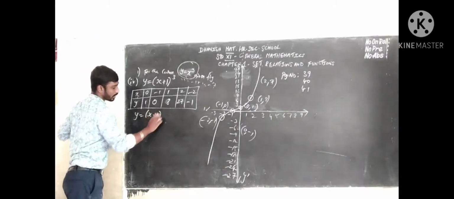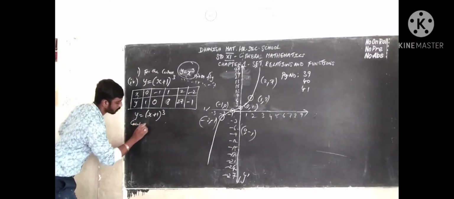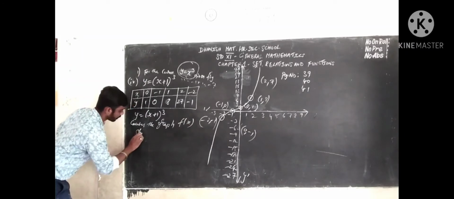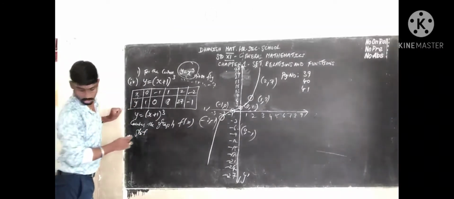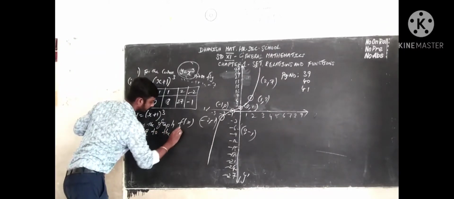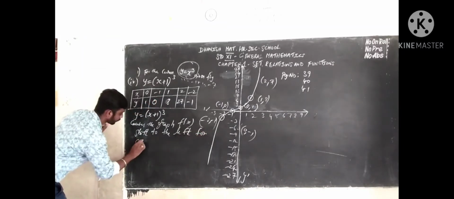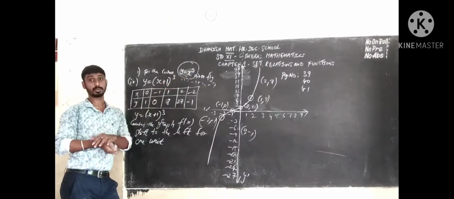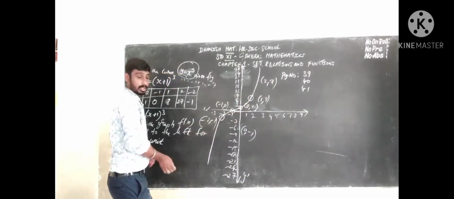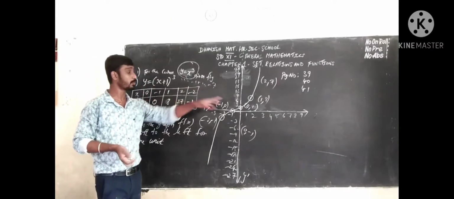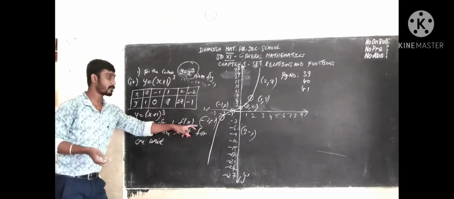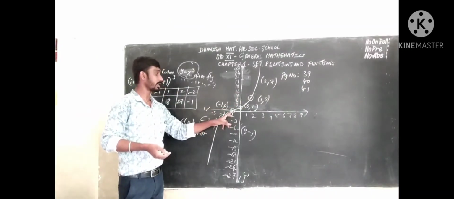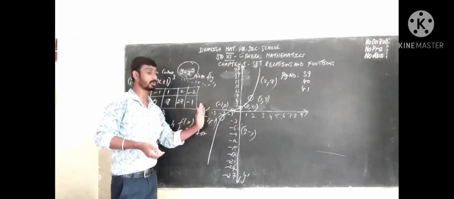y is equal to x plus 1 cube causes the graph f of x to shift to the left for 1 unit, because we are comparing with y is equal to x cube. So y is equal to x cube goes through the origin. Now what is the question? x plus 1 the whole cube. The condition is that the graph f of x shifts to the left for 1 unit. On the left side, the point will be minus 1 comma 0.